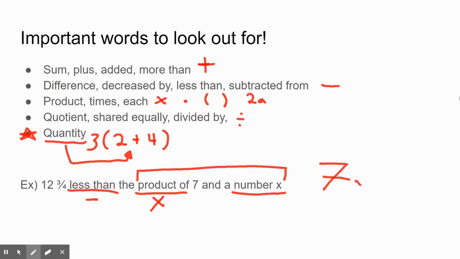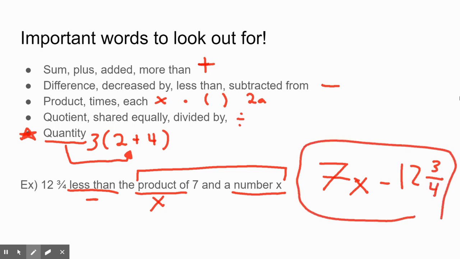So we're going to have 7 times x. Now you'll notice that, kind of like I said up here, we're just going to write it as 7x. It's still multiplication. This is still 7 times x. Mathematicians, as I've said before, are lazy. We don't want to write out more symbols than we need to. Next, we have the less than. So we know we're going to subtract this. And we have our 12 3/4. And just like that, we've used our important words to help us break down this word sentence so we can write it as an algebraic expression. What we can do with this is for another video, but this is what we need to know for now.